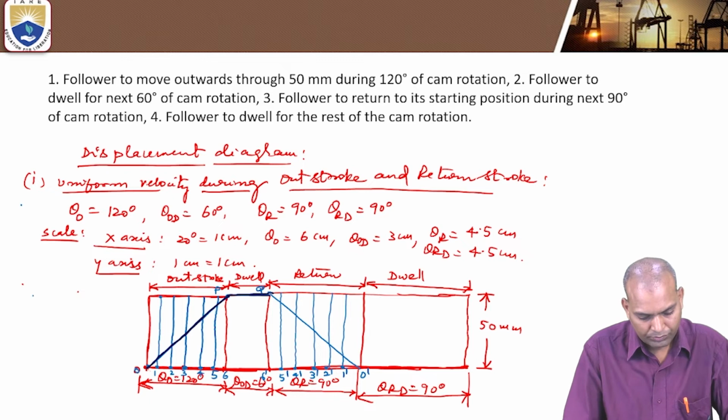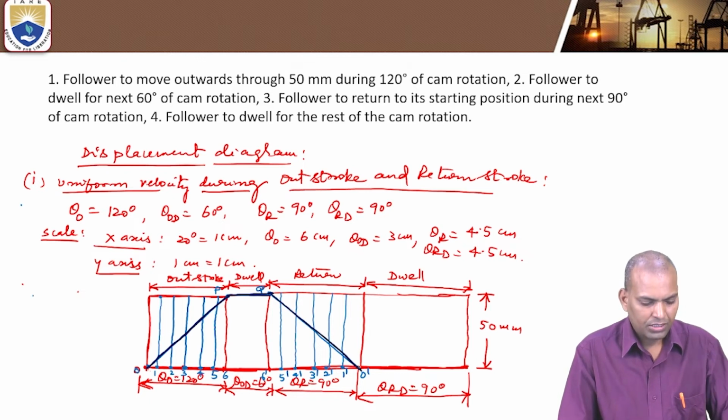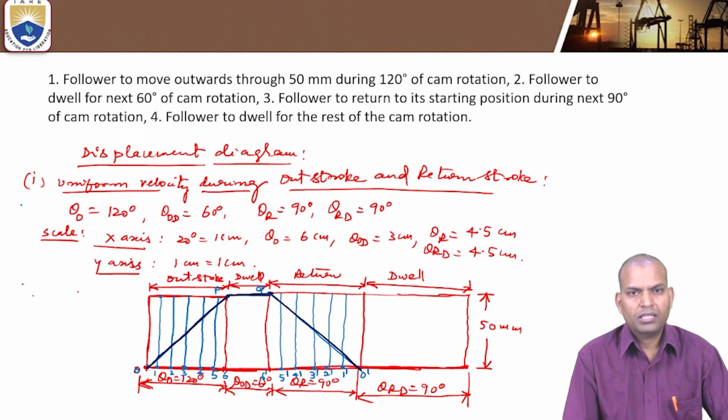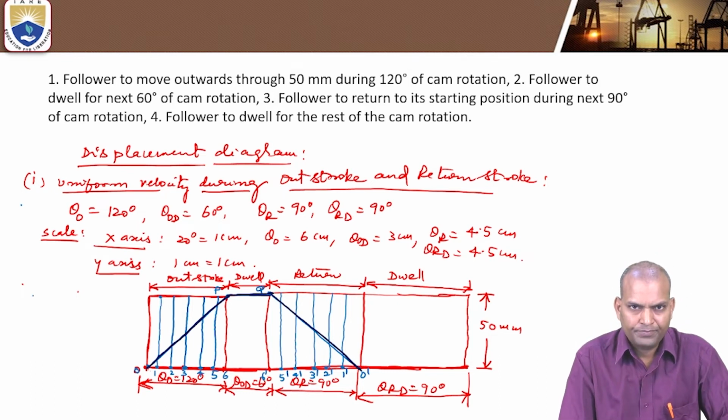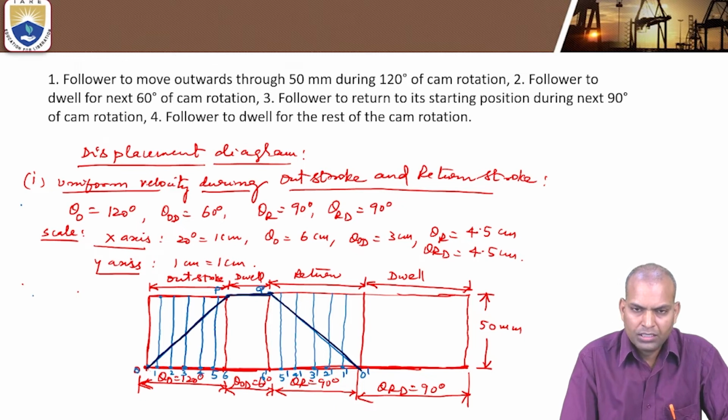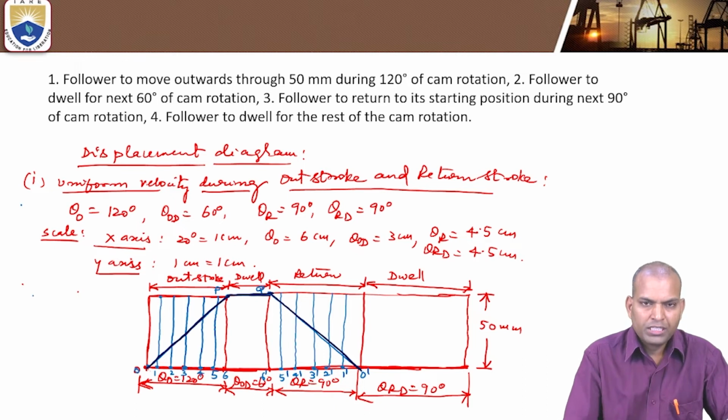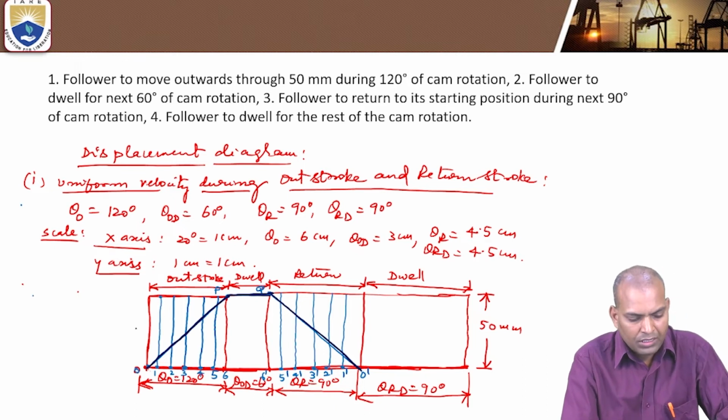PQ, OP, that is 0, PQ, 0 dash. This is the displacement diagram when the follower is having uniform velocity during outstroke and return stroke. So these points are there. How will it be useful?